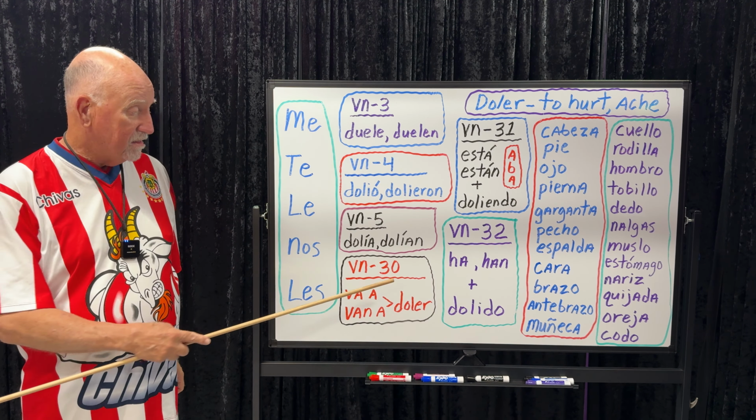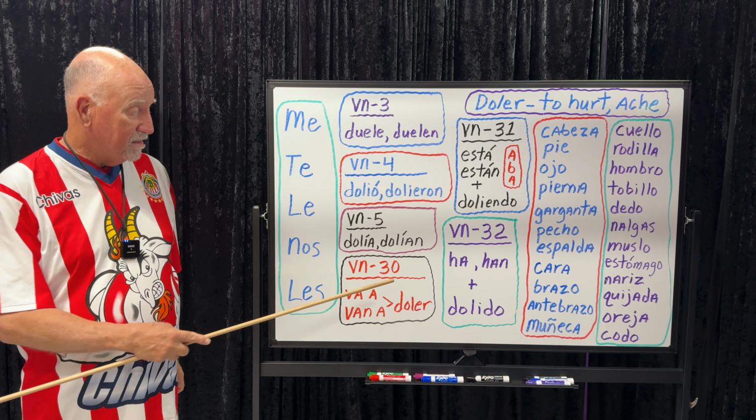We know 0 is an infinitive, and you know 3 is a present tense. So this is a 30. There's your present tense, va or van. Doler is your 0. Okay? We've got 30 constructions all over the place in Spanish. It's going to hurt. Va a doler, van a doler.